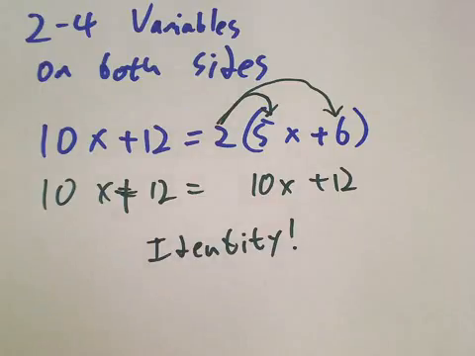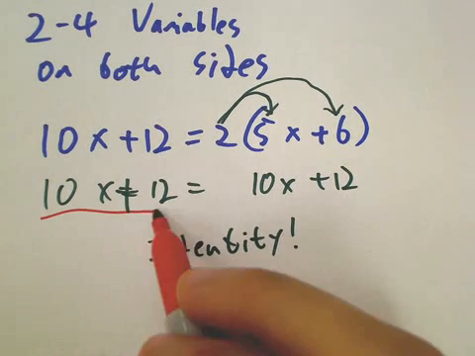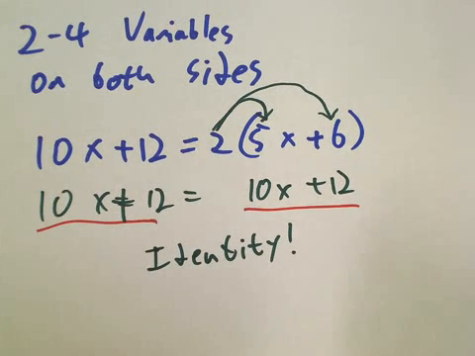Okay? Let's look at one more down. So basically, you just look. Hang on, sorry. You just look, and if this is exactly the same as this at any point, you stop. And you say, hey, wait a minute. Those are exactly the same. That's an identity.